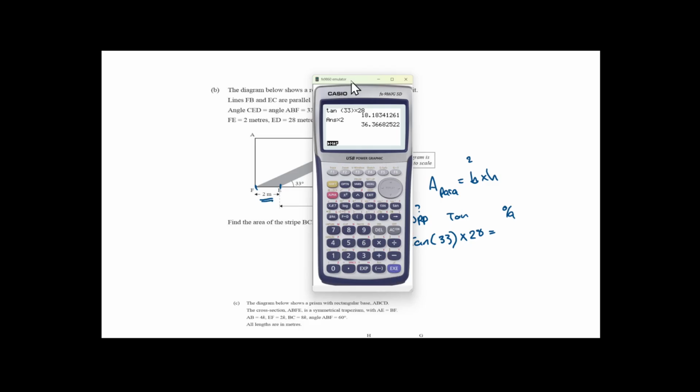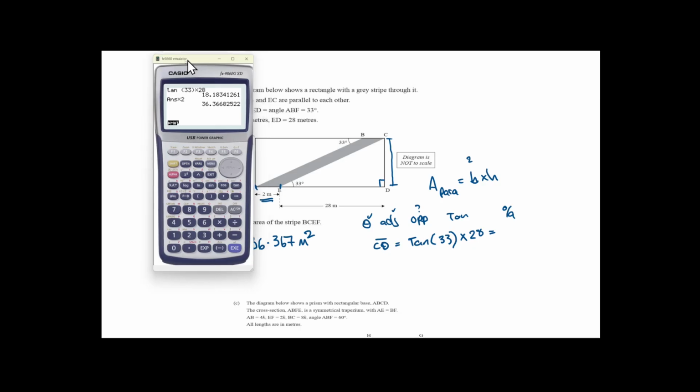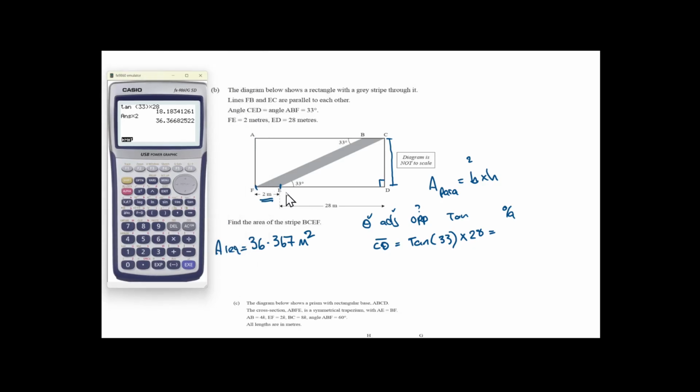So the area is going to be 36.367. So the area is going to be 36.367 meters, and it's area, so it's going to be meters squared. Okay, so just to recap, we got the base, we need to find the height. We get the height by using trig on this right angle triangle here.